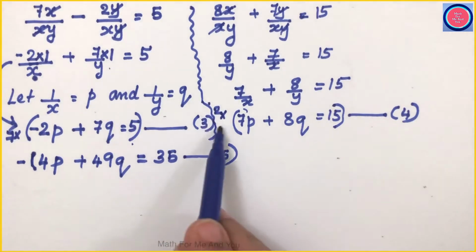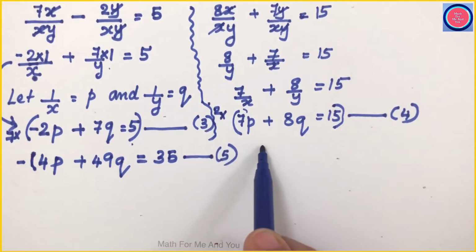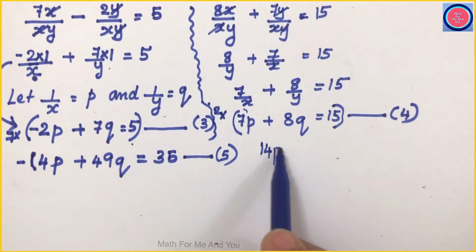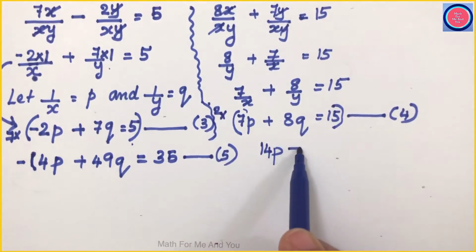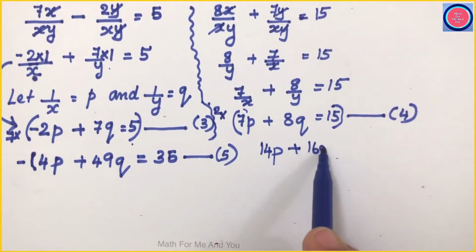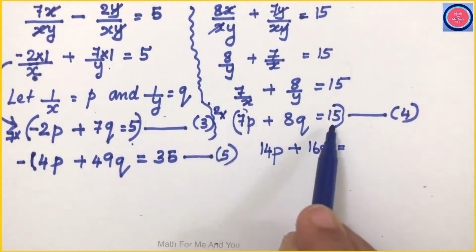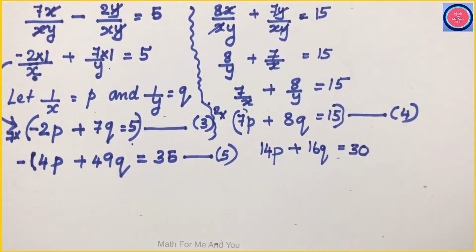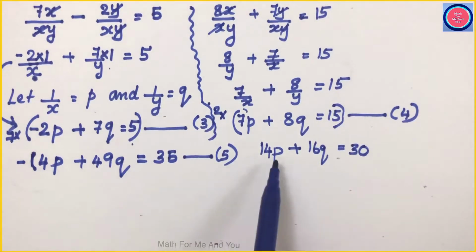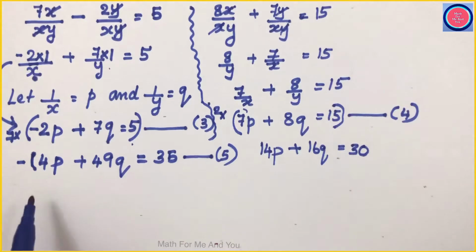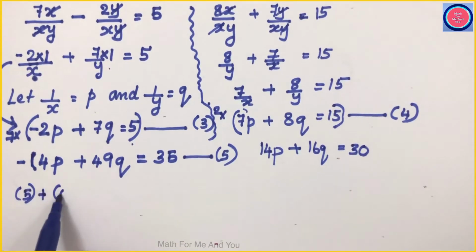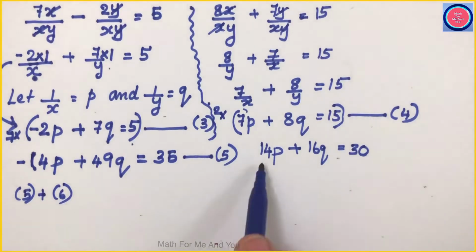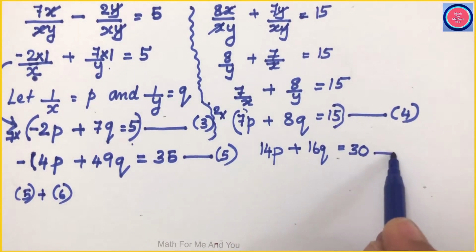2 times... okay, we can multiply. 2 times 7, 14. 14p we get. See, the same coefficient. Then 2 times 8q, it is 16q equals 2 times 15, 30. Now see the equations, both the equations, the coefficient of p is 14. The first equation it is minus 14 and the second equation plus 14. So if we add them, we can cancel or eliminate p.